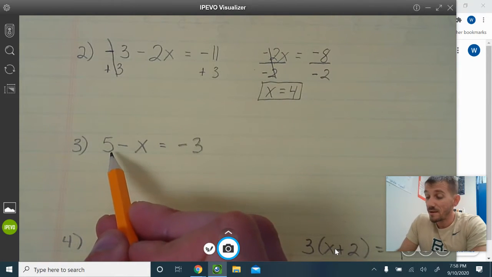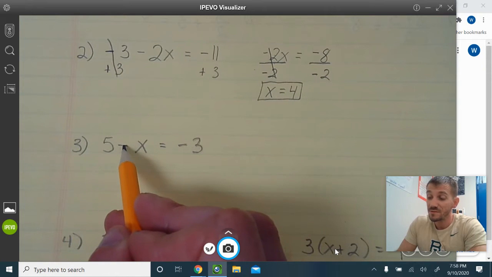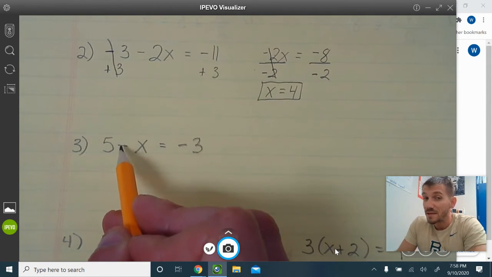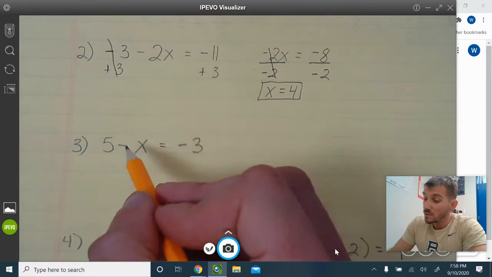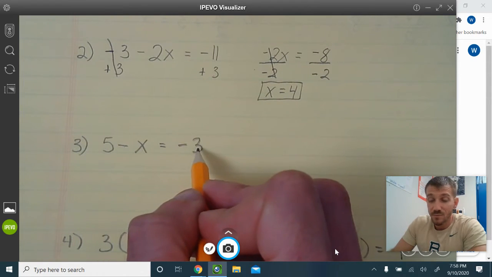Our third example, very, very similar. This one's actually a little tricky because a lot of people forget that this is negative x, but what does that really mean? It means negative how many x's? If you don't see it, it's 1. So this really says 5 minus 1x equals negative 3.